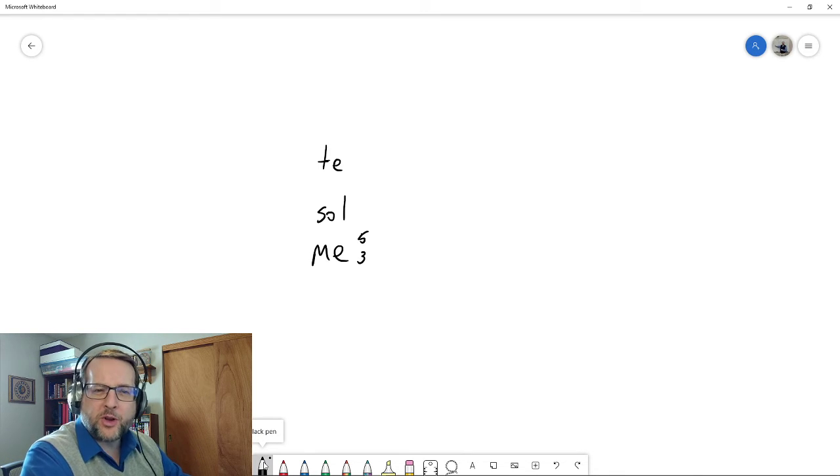That's a weird interval. We're never going to use that interval. It doesn't function. Just because something can theoretically exist doesn't mean it gets used. So don't do that. Mi 5-3, however, is extremely common. And the reason for this, let's go to C minor.